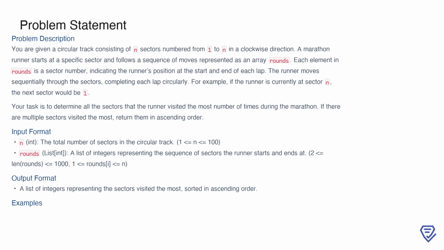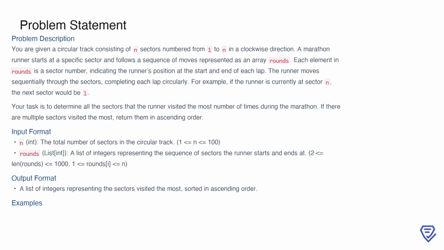Now, your objective is to determine which sectors the runner visited the most during the marathon. If there are multiple sectors with the same maximum visit count, you must return those sectors in ascending order. The problem defines the input and output formats clearly. You'll be given n, the total number of sectors, and a list rounds with the sequence of starting and ending points for the laps. The output should be a sorted list of the most visited sectors.